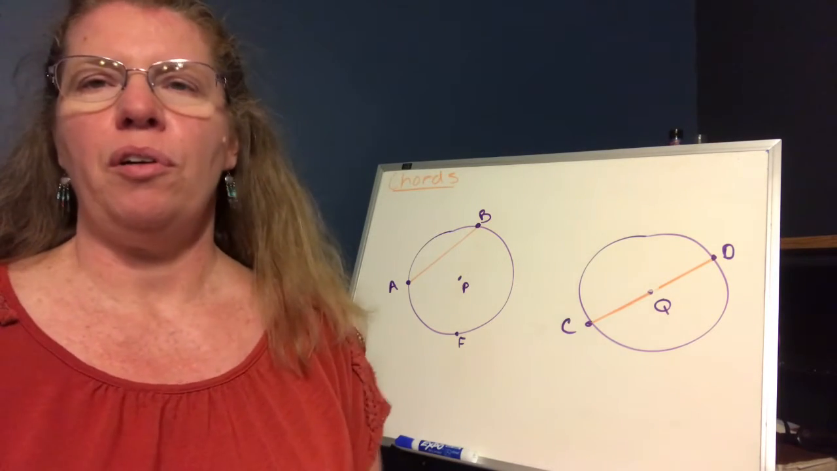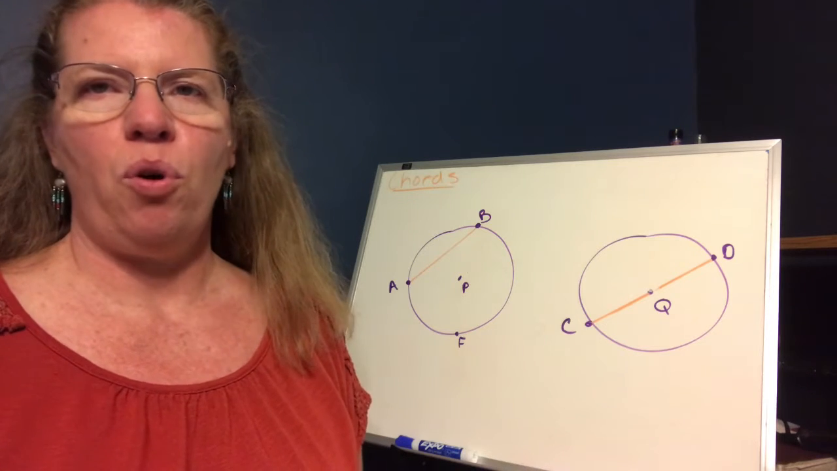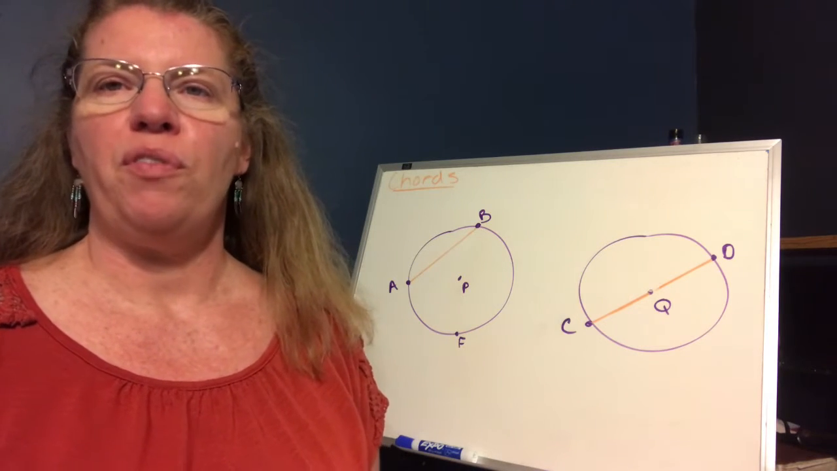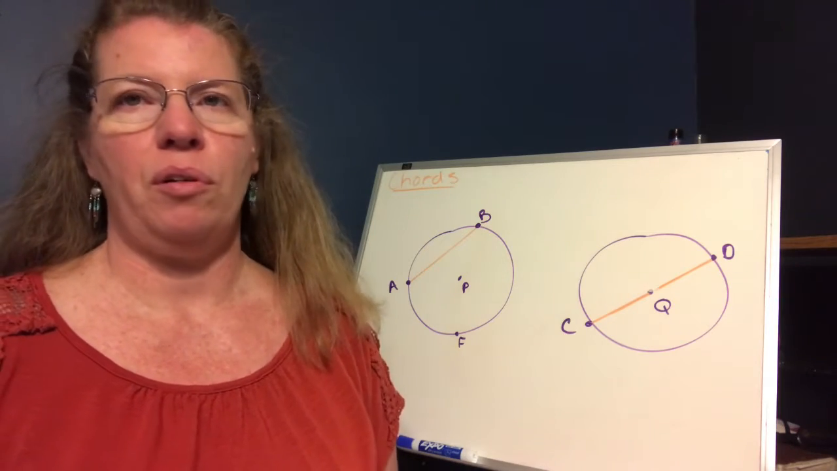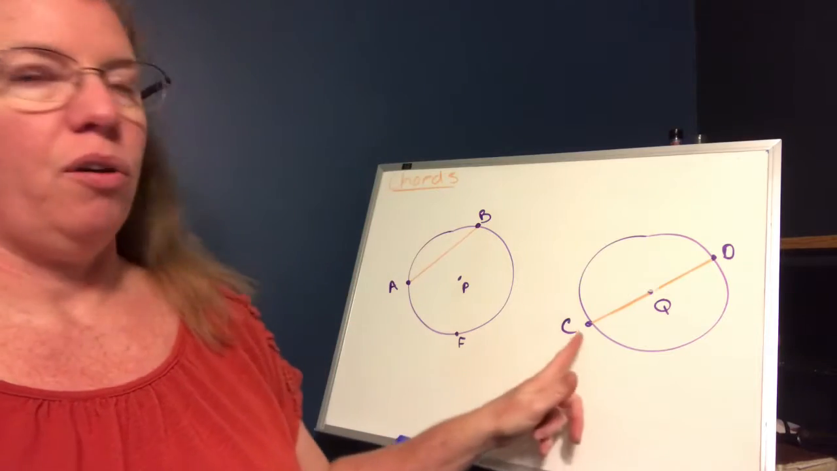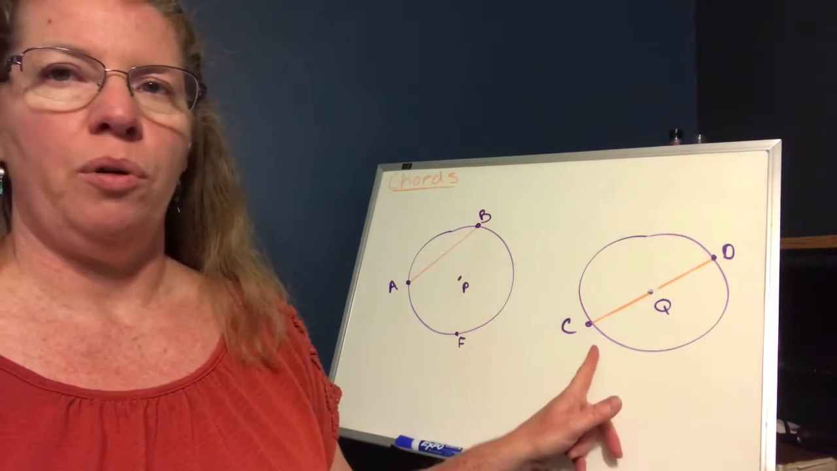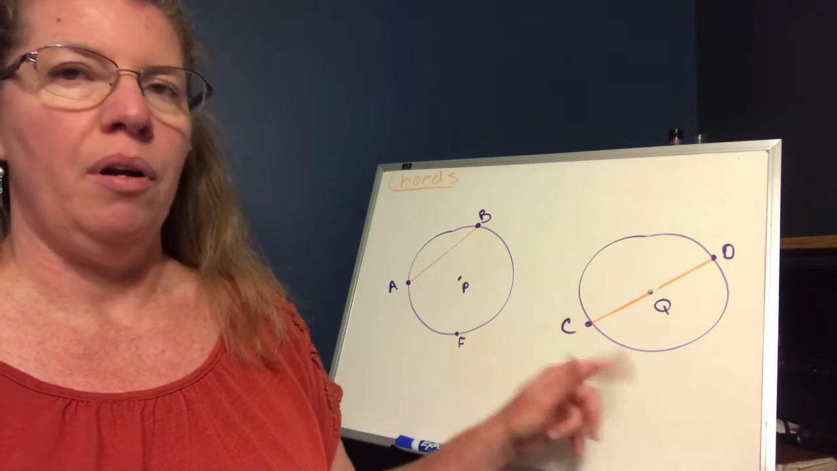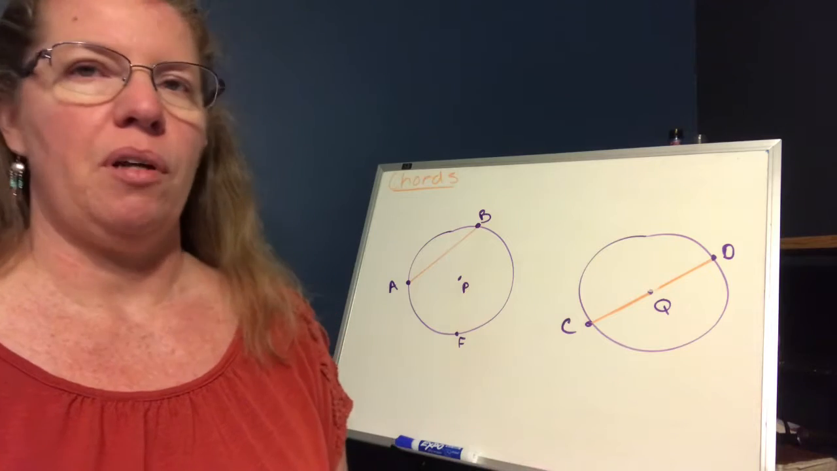More fun with circles. We're looking at section 10.3, which is dealing with chords. If you remember from the first section, a chord is a segment whose endpoints are on the circle. So I have two chords drawn here, chord AB and chord CD. You might remember CD is a special chord because it is also a diameter, but it is a chord. Both have their endpoints on the circle.